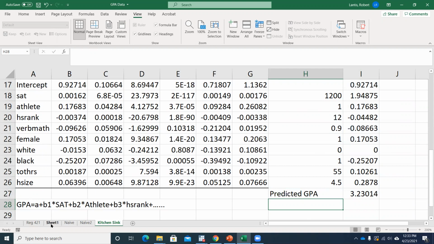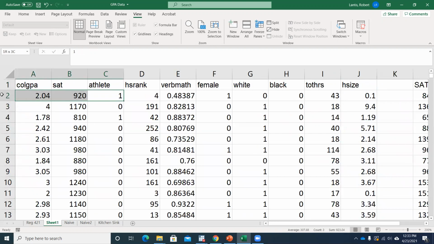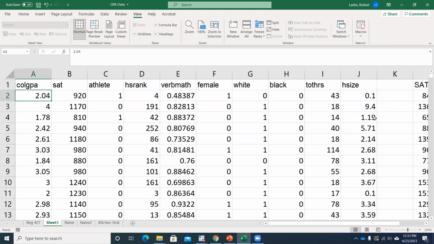Now, if I really wanted to, I could use these coefficients and look at the actual data, and I could come up with predictions for every single one of these people, and then look at what the difference is between the actual GPA and the predicted GPA.